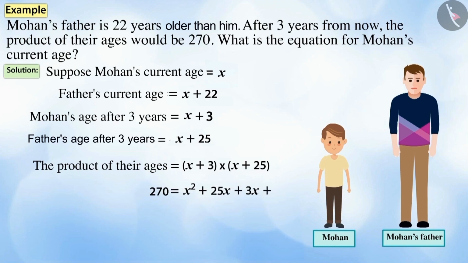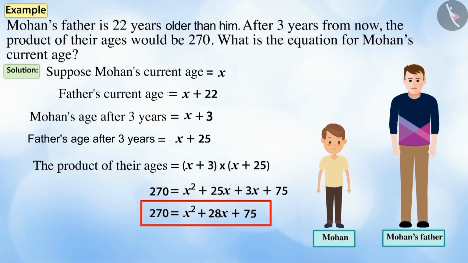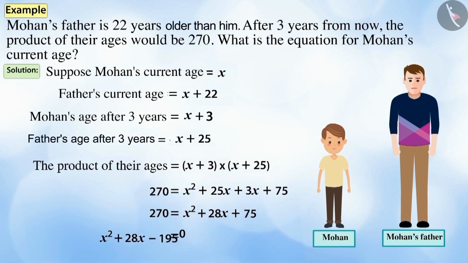Upon solving it, 270 is equal to x to the power of 2 plus 28x plus 75. We see that on the left-hand side, we have a quadratic polynomial and on the right-hand side we have a constant. Let's write the obtained quadratic equation in the standard form. We get x to the power of 2 plus 28x minus 195 equal to 0. Therefore, Mohan's present age satisfies the equation x to the power of 2 plus 28x minus 195 equals 0.